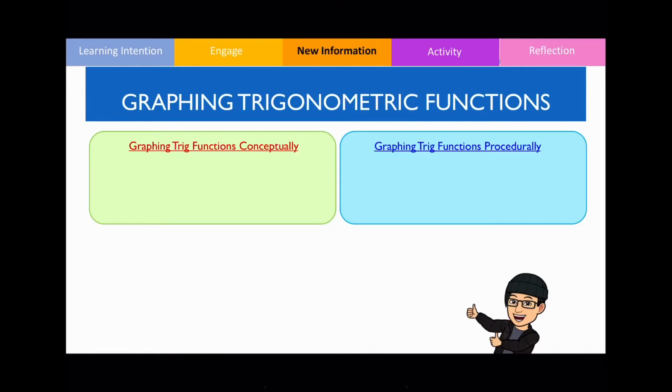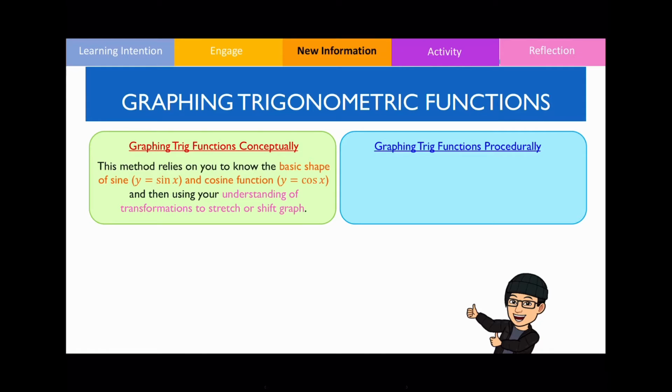In order for us to graph trigonometric functions, you could actually do this using two methods. The first method is graphing the trigonometric functions conceptually. In order to do it using this particular process, you need to understand the basic shape of the parent function. So knowing what y is equal to sine x looks like and knowing what y is equal to cos x looks like. And then using your understanding of transformations, you could therefore graph the correct equation, okay? So if there is a dilation, then you would stretch it. And if there is a vertical translation, you would just move the graph up or down.